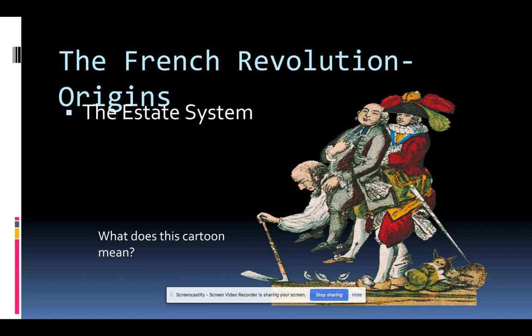Well, let's go through this. I mean, the message of this cartoon is basically that looking at the estate system, the peasants are the base of the estate system, right? That the nobility and the clergy and the king, they're basically living off of the peasants' hard work, right? Or you could even infer that the peasants are breaking their back for the first and second estate, right?